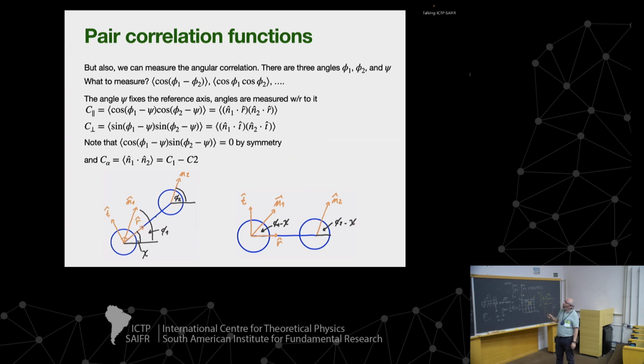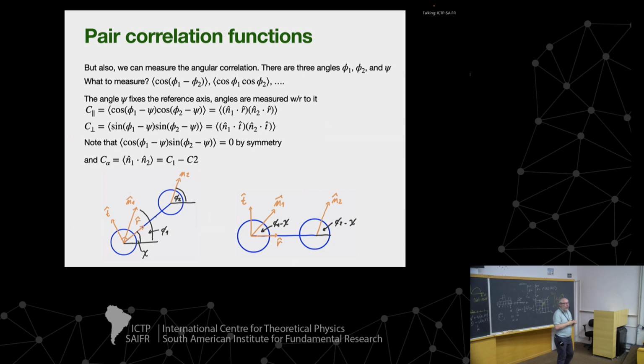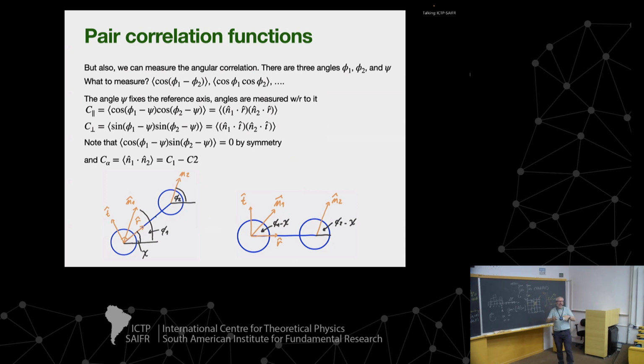So we have three angles, and what do you want to measure? There are many things that you think are relevant to measure: the average of the cosine, the average of cosine times cosine, whatever. But now you have to recall your course on tensorial analysis. Typically, you learn on tensors in fluid mechanics, sometimes on electromagnetism, and sometimes never. So this is the opportunity to learn on tensorial analysis.